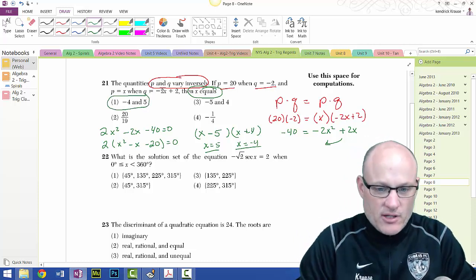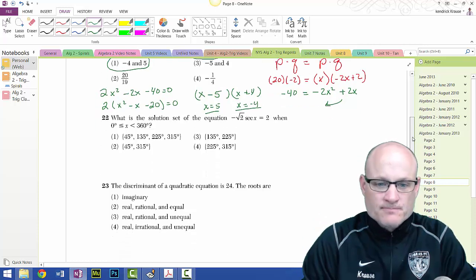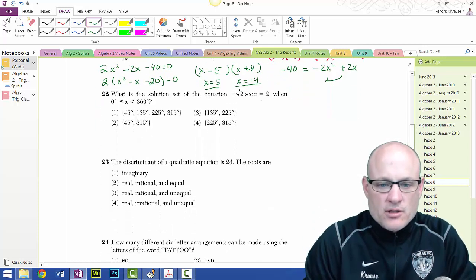Be careful. I'll have kids do all this work and pick 3. Ugh. Don't mess up. All right, so I'm going to do this the very intelligent way. So really what I'm going to do is just divide by negative square roots of 2.